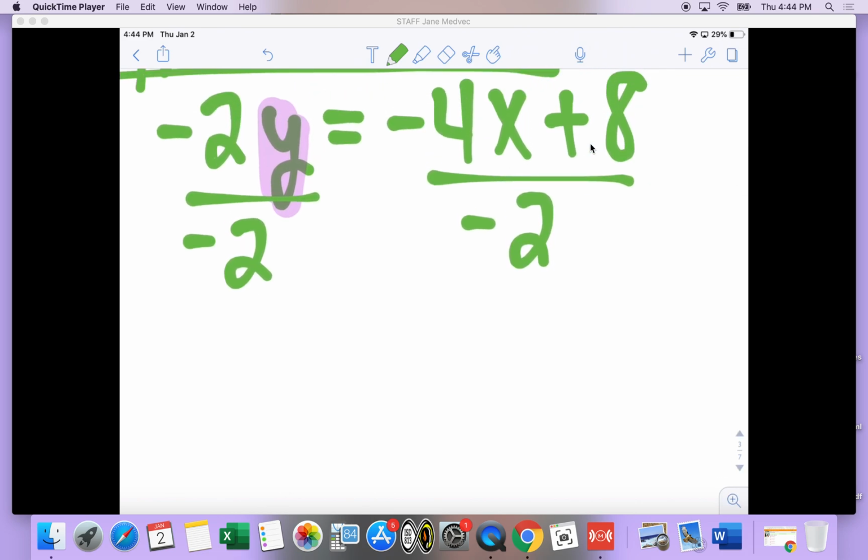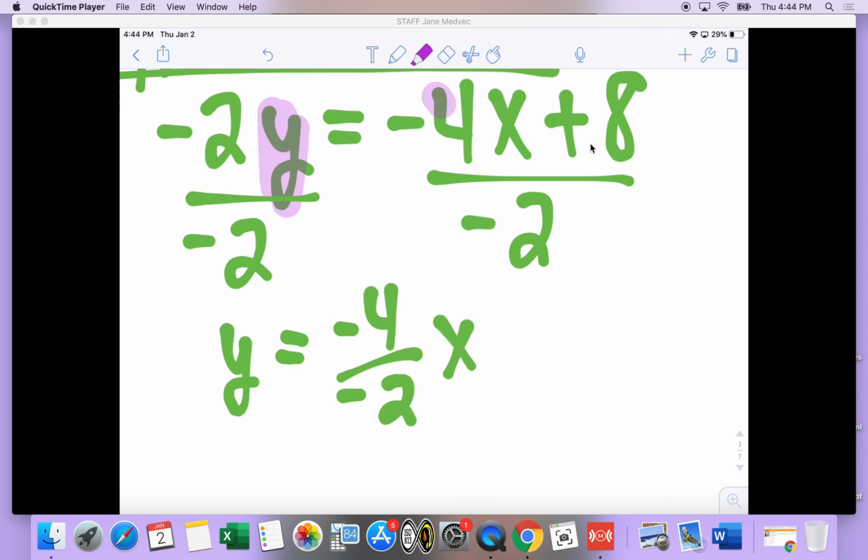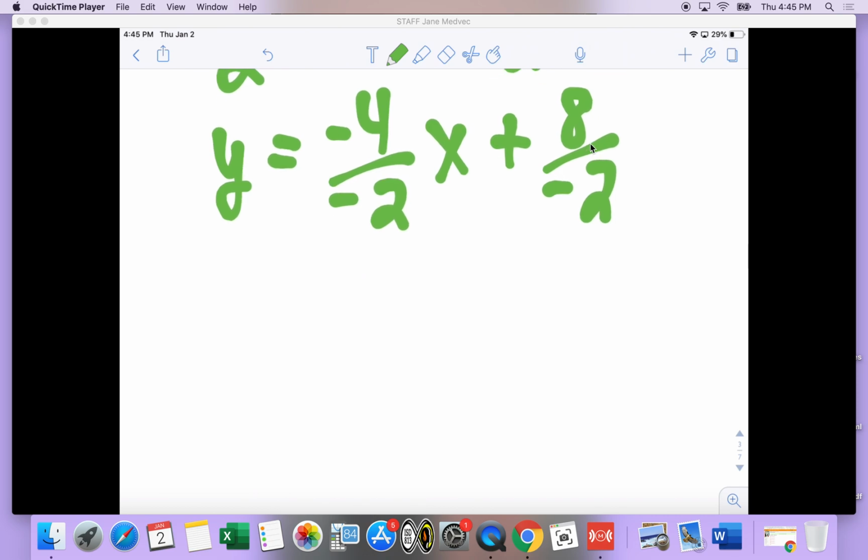So when I do that, those negative 2's cancel, and I get y equals negative 4 over negative 2x. Again, it's these two. And then I'm going to put the x next to it. And then I'm going to grab these two, and that's plus 8 over negative 2. Now let's see if we can clean this up.